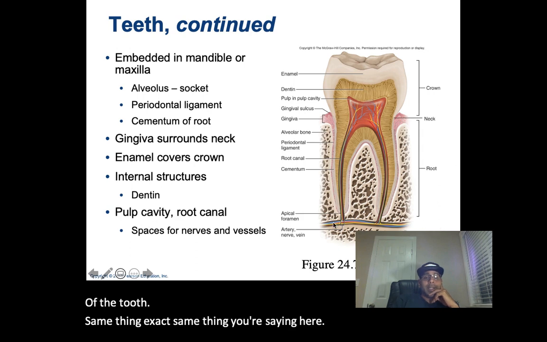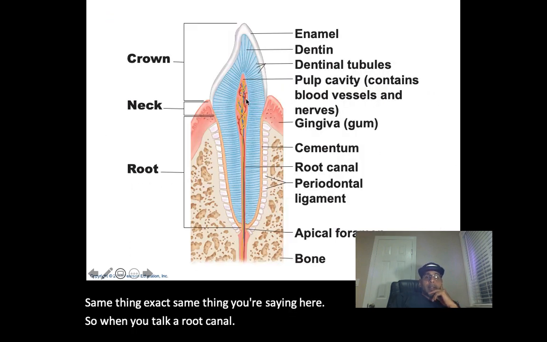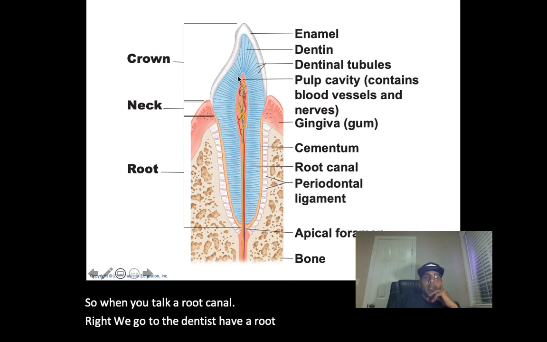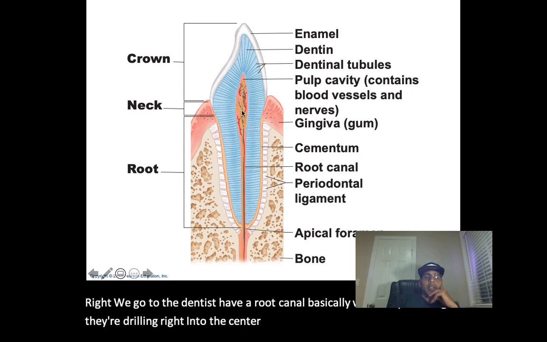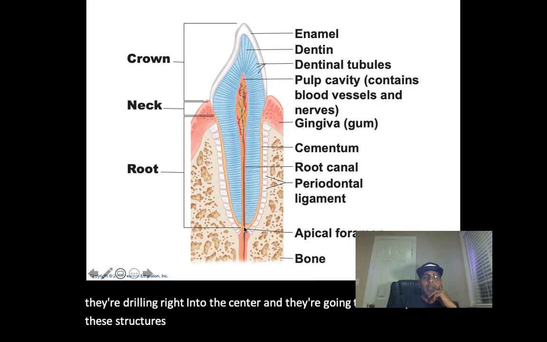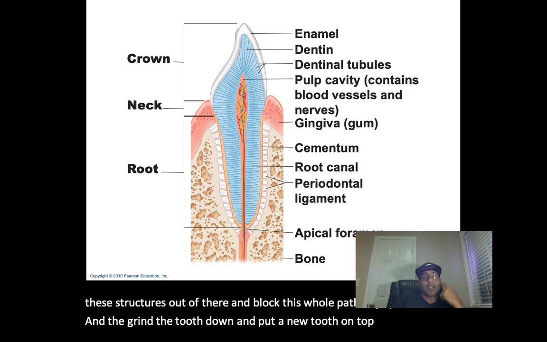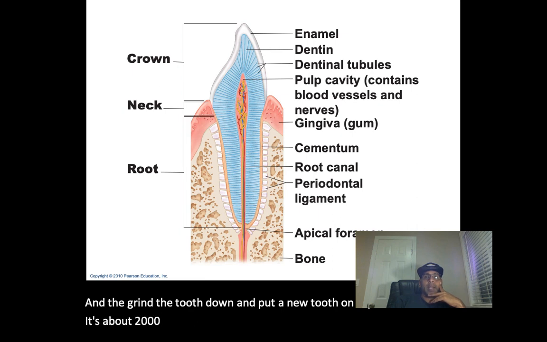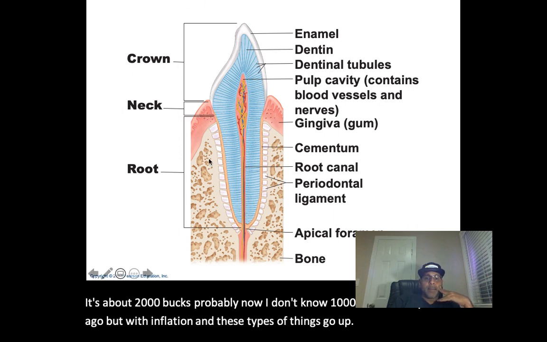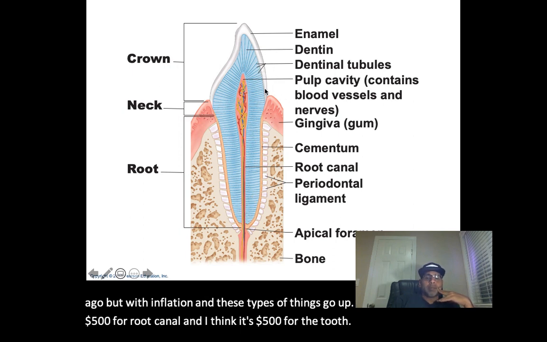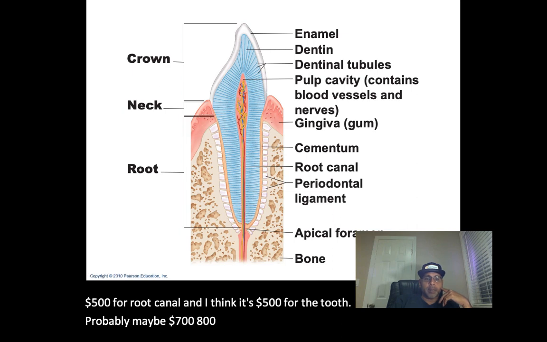So when you talk a root canal, right, we go to the dentist, have a root canal. Basically what they're doing is drilling right into the center, taking these structures out of there and blocking this whole pathway up. And they'll grind the tooth down and put a new tooth on top, and it's about $2,000 probably now. I don't know, it was like $1,000 10, 15 years ago, but with inflation, these types of things go up. $500 for a root canal, and I think it was $500 for the tooth. Probably maybe 700, 800 bucks each now, probably something like that.